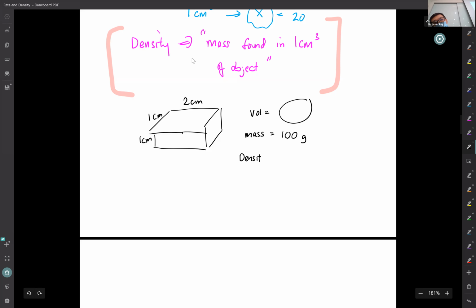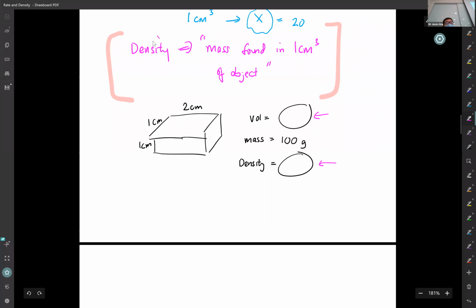Do you think you can find for me what is the density of this object now? Okay, so there are two things I want you to fill in. I want you to fill in for me what is the volume and what is the density, using what I've just taught you about density. Can you do this now? I pause the recording here.